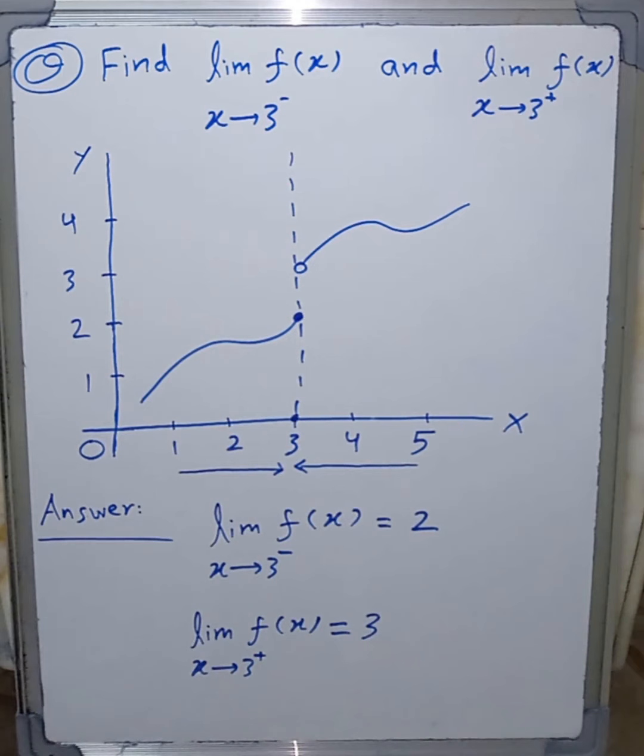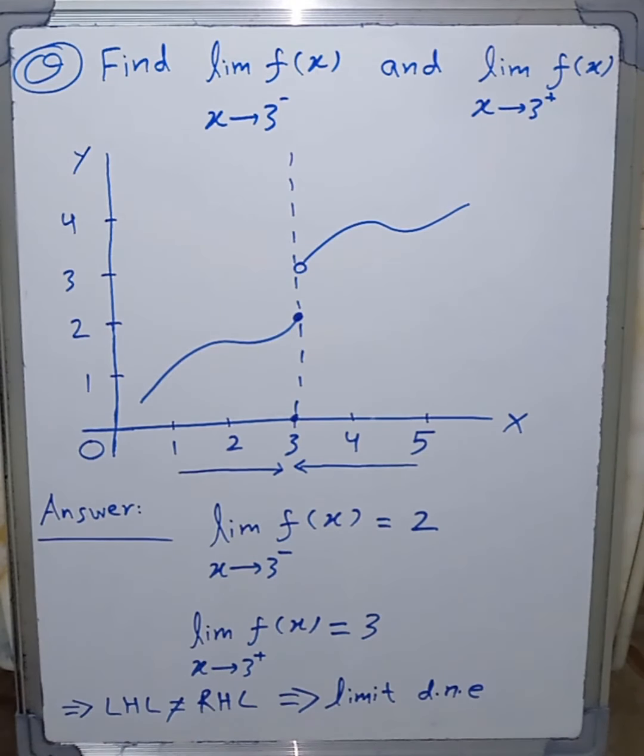And if you see, the left hand limit, that is 2, is not equal to the right hand limit, that is 3. We will write left hand limit is not equal to right hand limit. This implies that limit does not exist.